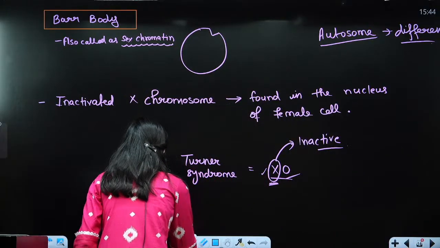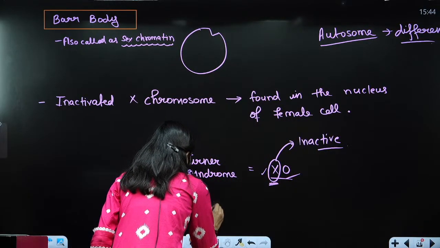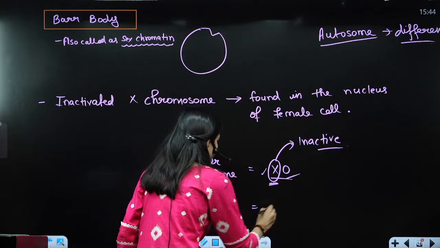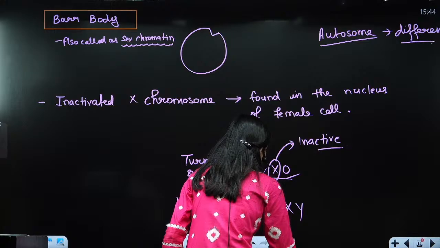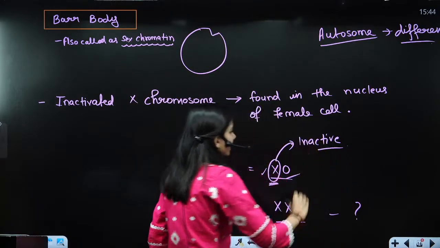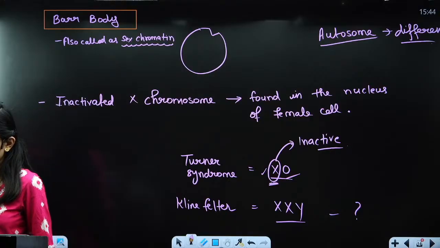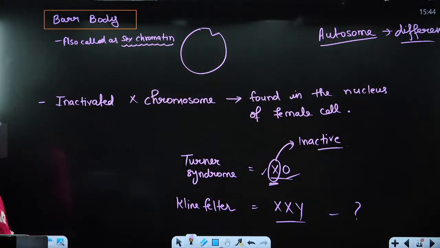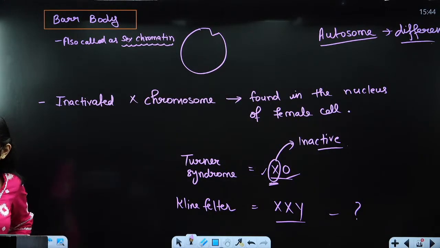Now, tell me another one. Klinefelter syndrome. Tell me, is there any chance of a Barr body here? But that's very good, Navya. You have given the right answer. Okay. How? You are saying yes. I'm just asking how.